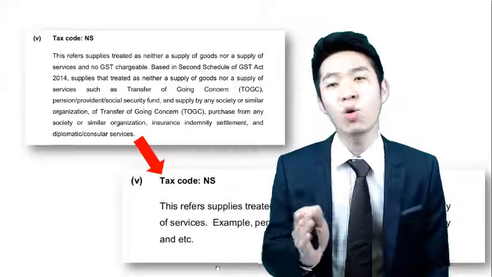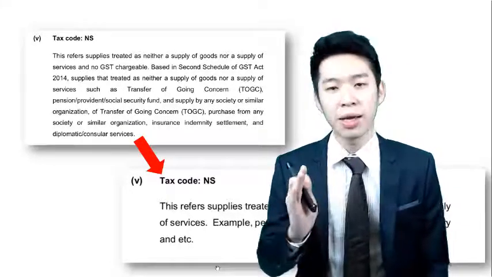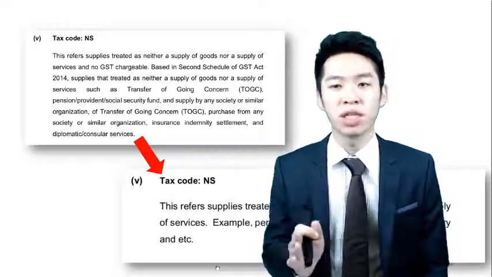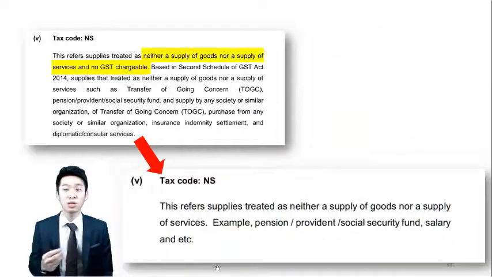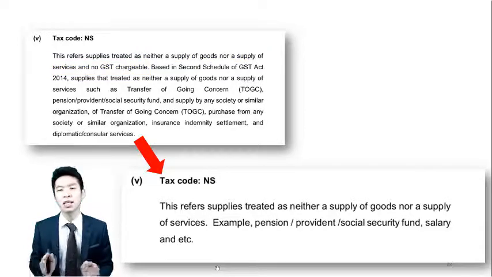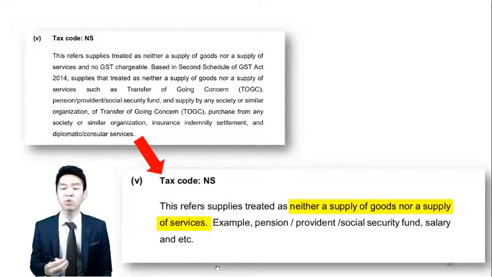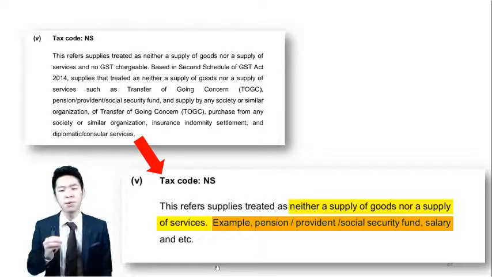When we look at the old guide, meaning the March 2nd, 2017 version, they say NS refers to neither a supply of goods nor services under the second schedule of the GST Act 2014. Now we talk about supplies. Supplies means sales, correct? But the new guide, which came out March 8, 2018, has stated otherwise. Now they say this refers to supplies treated as neither supply of goods nor services, but examples are actually pensions, provident, social security funds, and salary, staff costs.